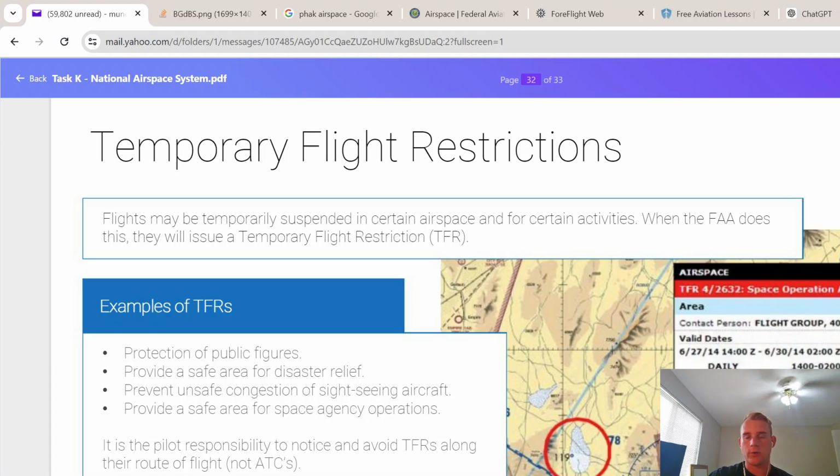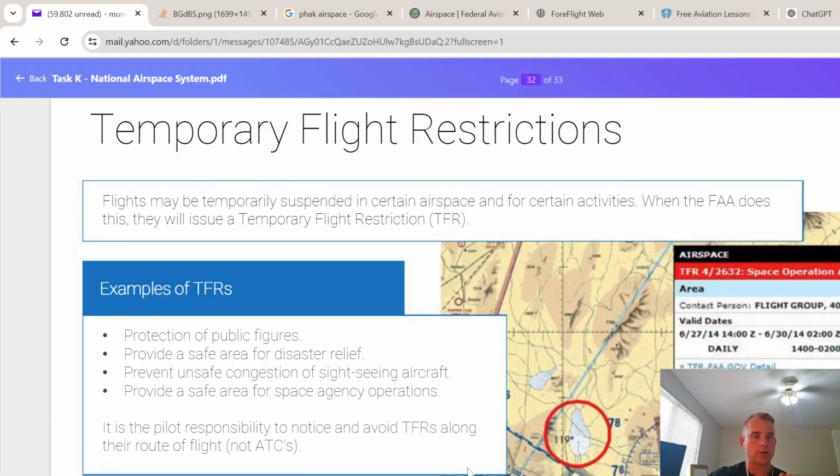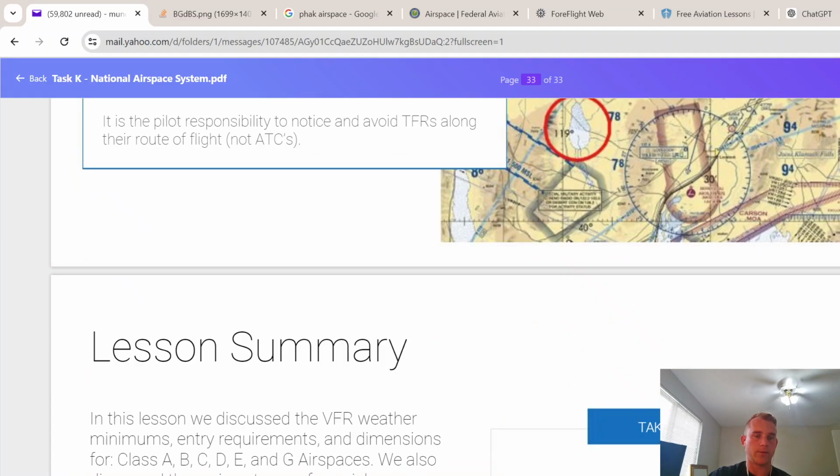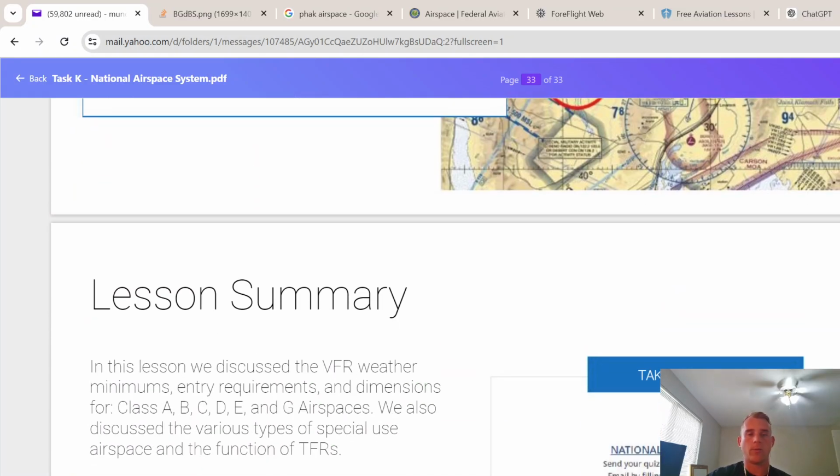This one that it's showing right here is a space operation area. So it sounds like they're launching rockets. So Elon Musk is out here, launching rockets up, and he puts up a TFR. Okay, lesson summary. We talked about class Alpha through Echo airspace, including G. We talked about special use airspace and TFRs.